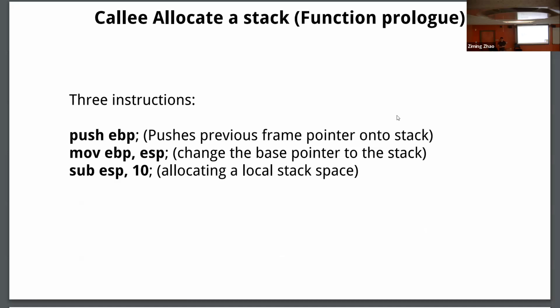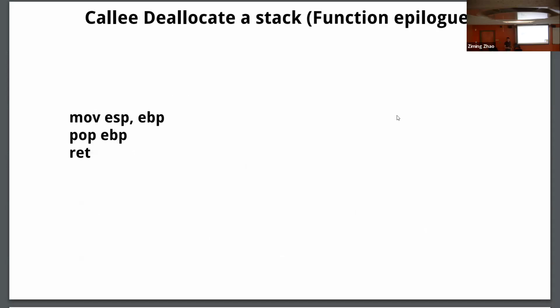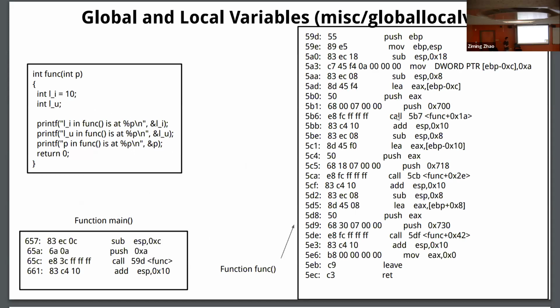So we talked about the prolog instructions that are usually used: push EBP, move ESP to EBP, subtract something. Correspondingly, at the epilogue of the function, we usually have move EBP to ESP, pop EBP, then return. Okay. So next, we are going to look at some concrete examples.